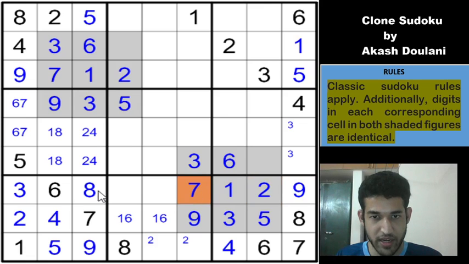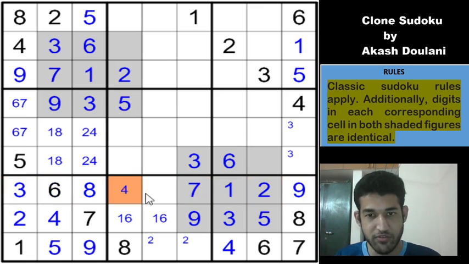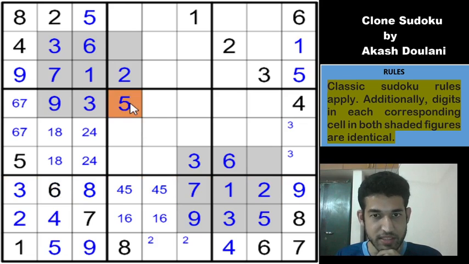So 1, 2, 7, 9, 3, 6, 8. So remaining candidates are 4, 5. There is a 5 here, which means this cell will be a 4 and this would be a 5.